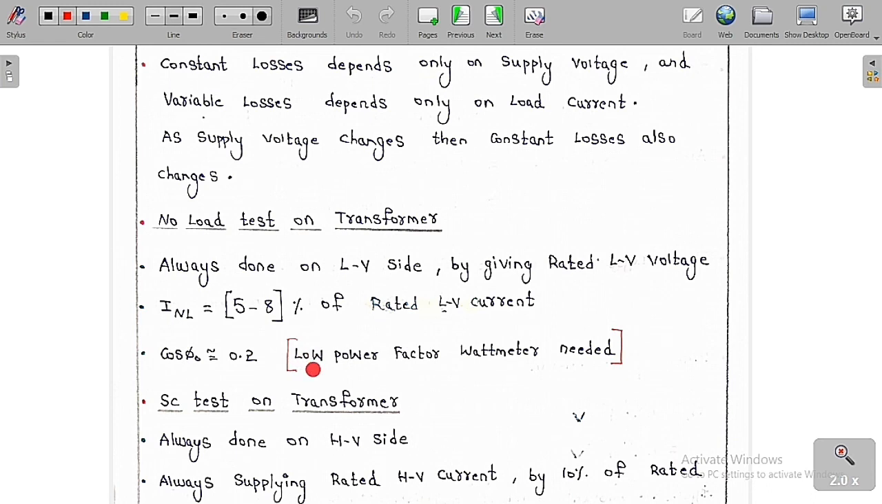Therefore, a low power factor wattmeter is needed to measure the power consumed. The power consumed in the no load test is called the core loss, which we can figure out with the help of the low power factor wattmeter, because the power factor is very low. So the core loss power, this we can measure with the help of a low power factor wattmeter in the no load test on the transformer.